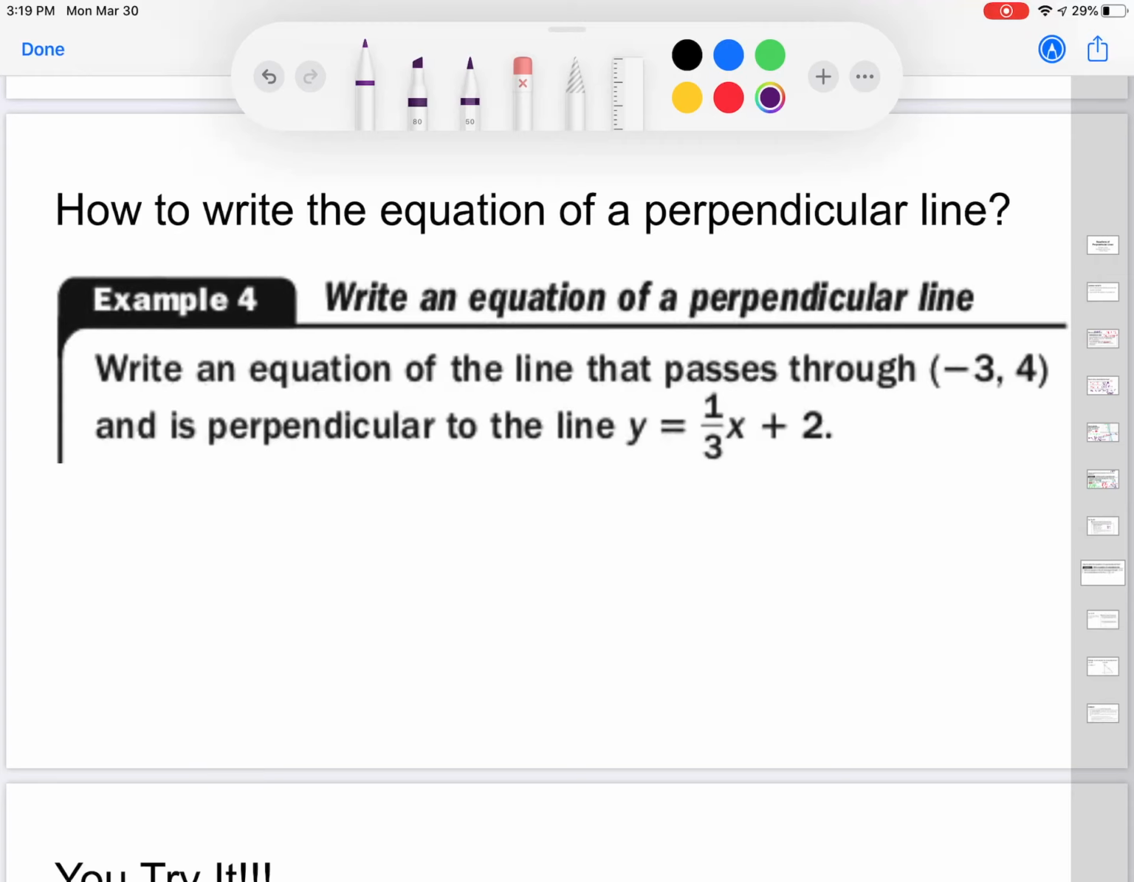So let's get started on this problem, okay? First of all, we want to identify what is the slope of the given line, okay? So you're given y equals 1/3 x plus 2. So what would be the slope on this line?